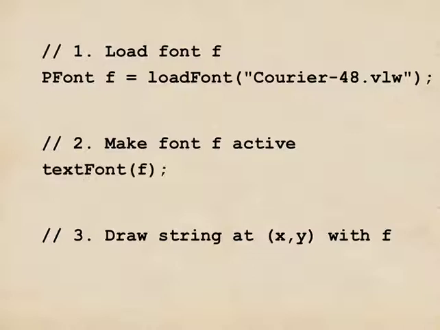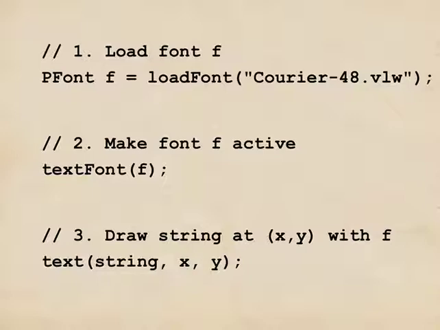Then we make this font active by calling text font and we give it the variable that holds the font we want to draw our characters in. Finally, now we're ready to draw a string. We just call text with the name of the string and the XY for where the string should be located.